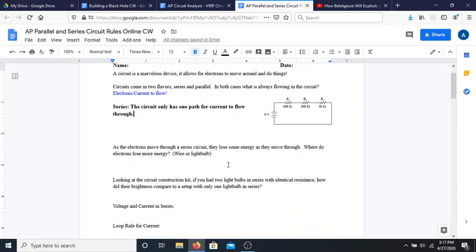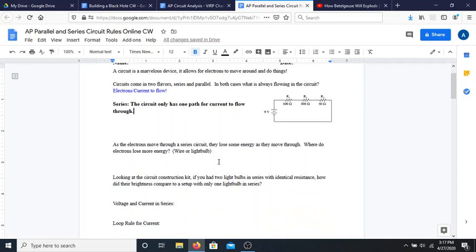Now, as the electrons move through a series circuit, they're going to lose some energy, and they have to, because it's going to take them work to get through certain parts of the circuit. We talked about this previously, but in the circuits that we talk about, wires are considered to have 0 resistance. We consider them to be ideal. In reality, wires do have some resistance, but the things that really have more resistance are going to be either resistors or light bulbs.